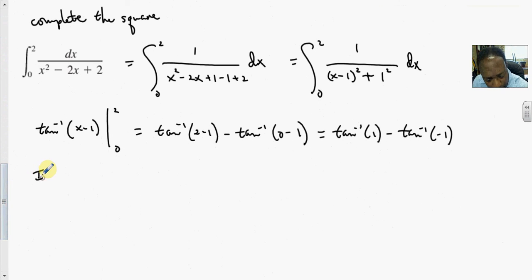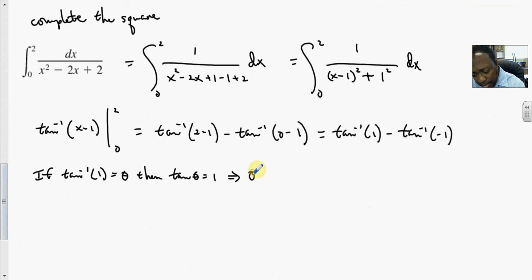All right. We use what we know about the inverse property. So if tan inverse of 1 is equal to theta, then tan theta is equal to 1. And that implies that theta here would be pi over 4. That's the first one. What about this tan inverse of negative 1?